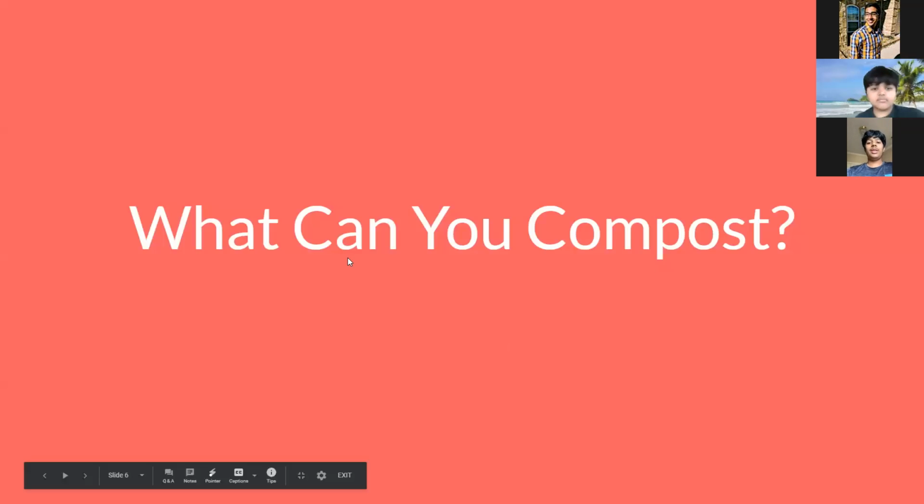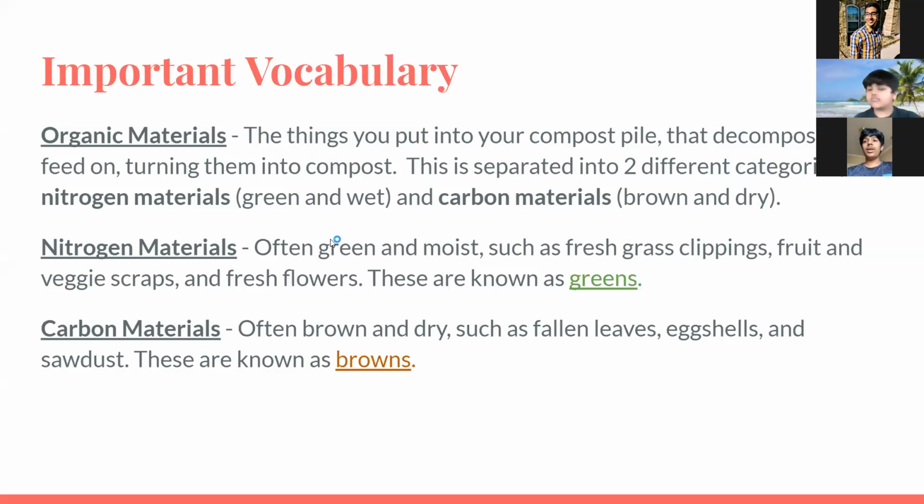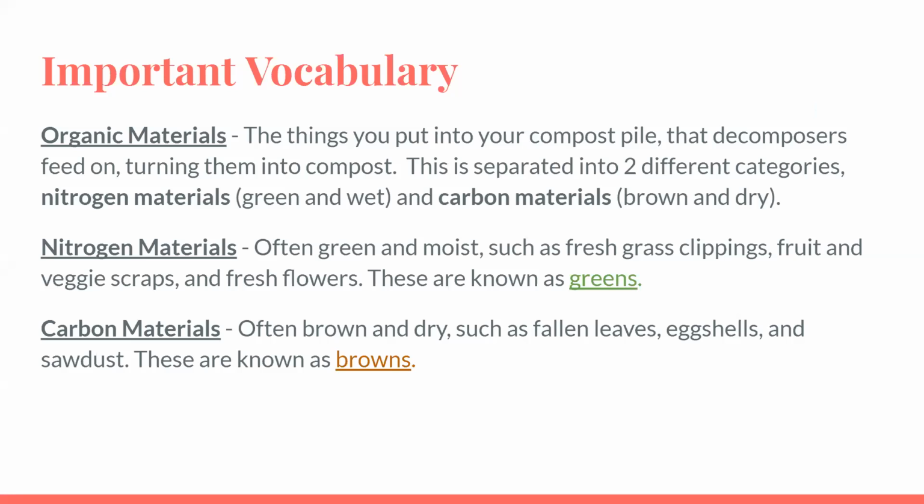Before we start the presentation, I want to be sharing some important vocabulary. Organic materials, the things you put into your compost pile that decomposers feed on, turning them into compost. This is separated into two different categories: nitrogen materials, which are often green and wet, and carbon materials, which are often brown and dry.